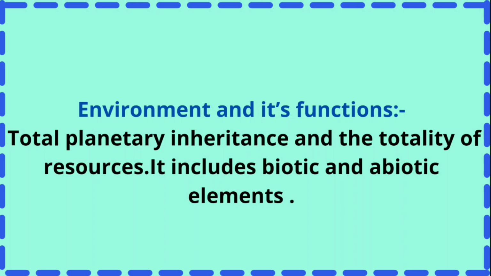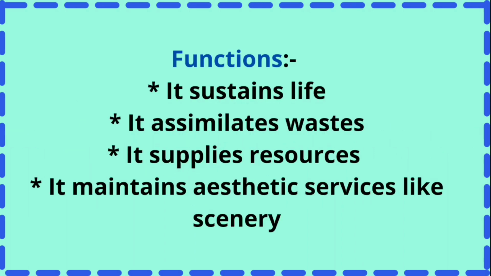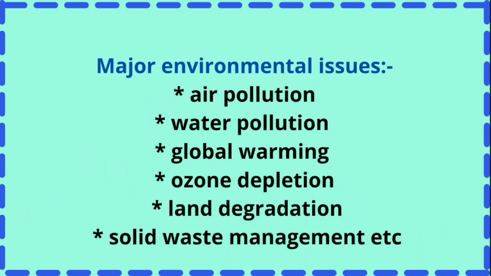Environment and its functions. Total planetary inheritance and the totality of resources. It includes biotic and abiotic elements. Functions: it sustains life, it assimilates wastes, it supplies resources, it maintains aesthetic services like scenery. Major environmental issues: air pollution, water pollution, global warming, ozone depletion, land degradation, solid waste management, etc.